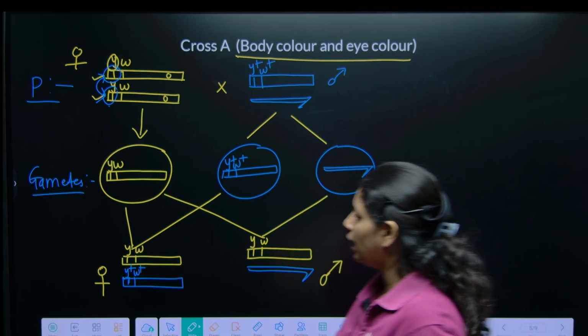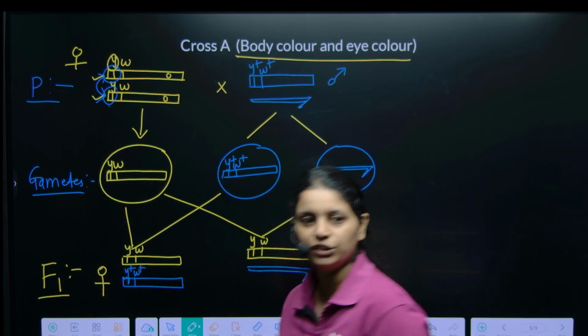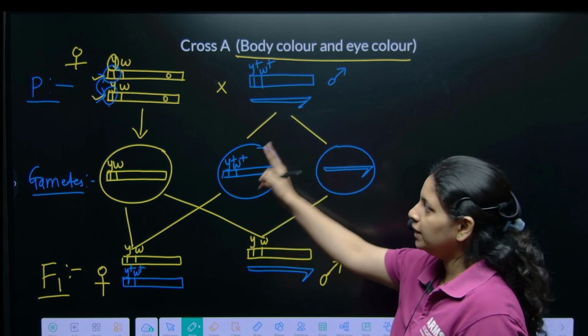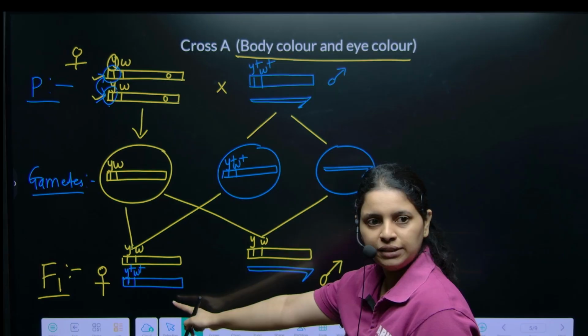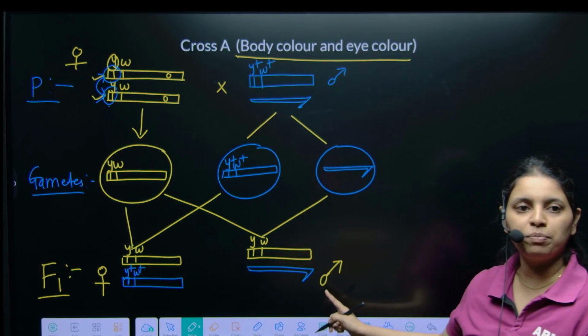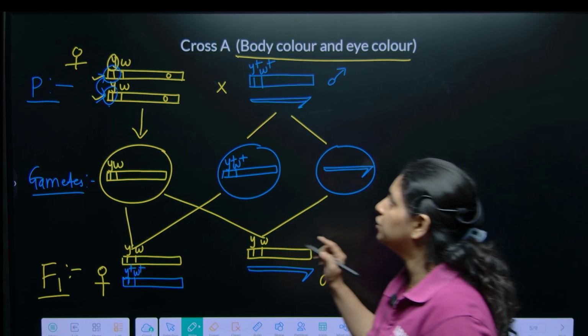Okay, this is our F1, first filial generation. So we have the parents, we have the gametes and F1 generation. Okay, 50% females with this genotype and the remaining 50% males with this genotype. Okay, now let's assign the characters also. We have not mentioned the characters.